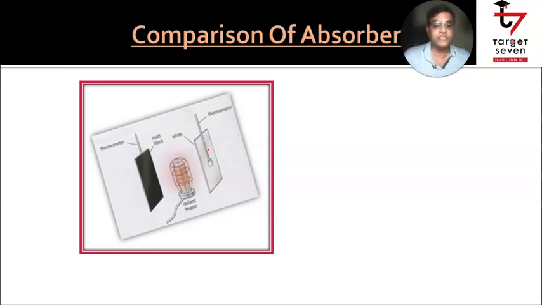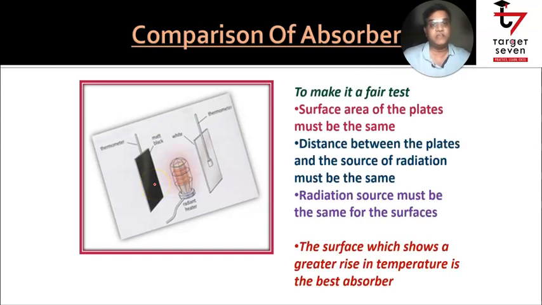If you follow these norms, you will get to know that the thermometer placed near the black colored object will show a higher temperature. To make it a fair test, the surface area of both of the plates must be the same. In fact, the nature of both of these materials also should be the same. The distance between the plates and the source of radiation must be the same. The radiation source must be the same for both the surfaces, and finally the surface which shows a greater rise in temperature is a good absorber.